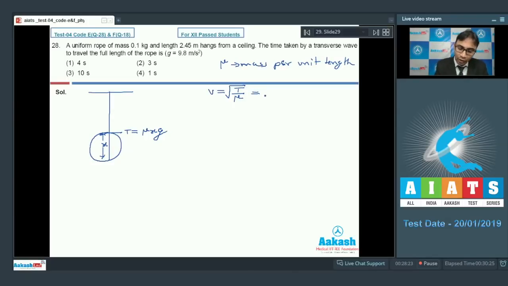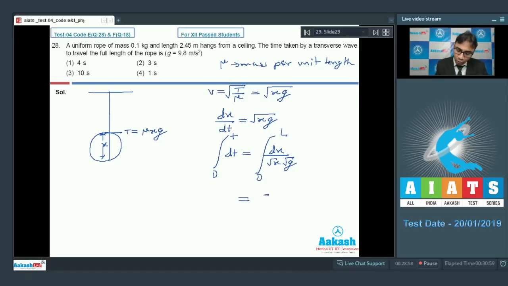So if I put the value, we will get velocity equal to root under xg. This is our velocity of the wave at this position. So we can write velocity as dx by dt equal to square root of xg. If I rearrange it, we can write dt equal to dx upon root x into root g. So if I integrate from 0 to t, and 0 to L, we will get 2 root x by root g, from 0 to L. So if I put the values, we will get 2 root under L by g.